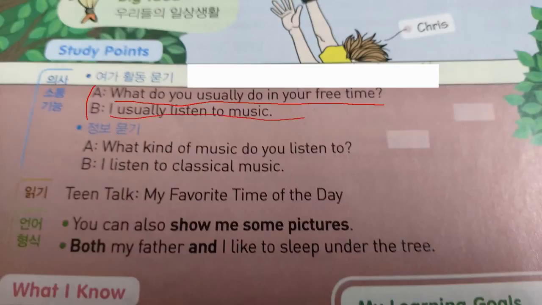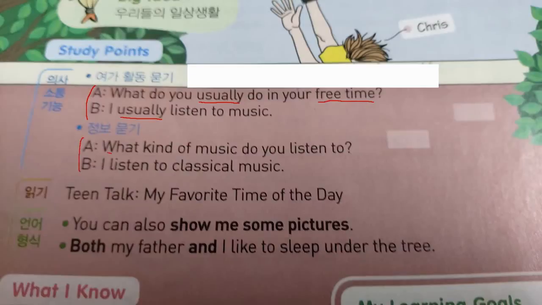I usually listen to music. Please say in 3, 2, 1. I usually listen to music. Do you know usually? I hope so. Usually is normal, 보통, usually. Most of the time, it's normal. What do you usually do in your free time? Free time is 자유시간, I think? Yeah. So, what do you usually do in your free time? An answer, I usually listen to music.